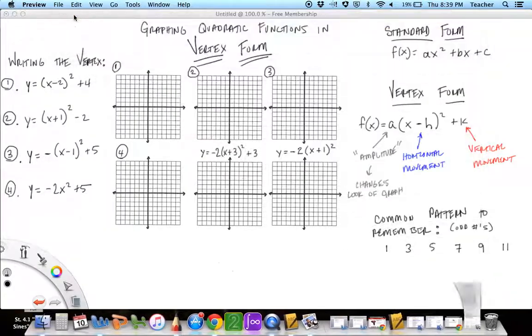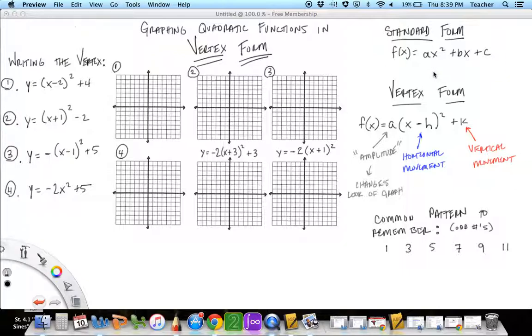When I discuss vertex form, so far this chapter we have been dealing with standard form, which is f of x equals ax squared plus bx plus c. In this particular form, we're able to plug in numbers using the remainder theorem and graph equations. Although it is time consuming, it is a sure way of making sure that you graph the correct function.